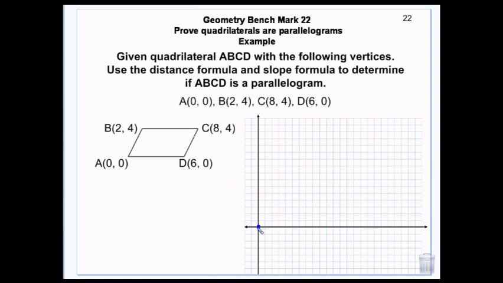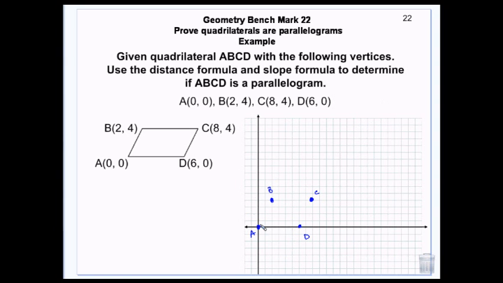So 0, 0 is here. 2, 1, 2, 3, 4 is there. Then I have 6, 0. And I have 8, 4. So 6, 7, 8. 1, 2, 3, 4. Okay, so here's A, B, C, D. Now you can draw the parallelogram if you want to, but you don't have to.